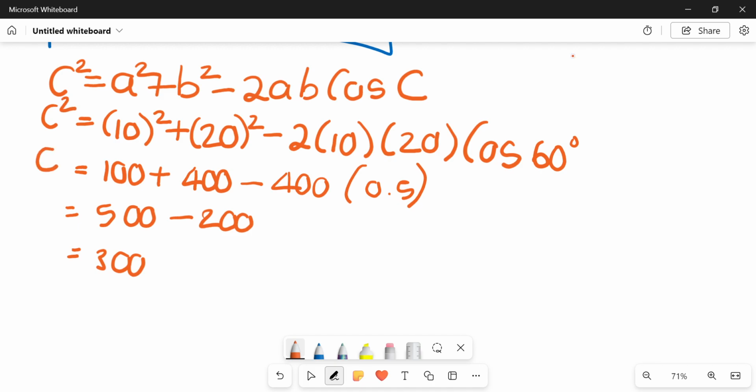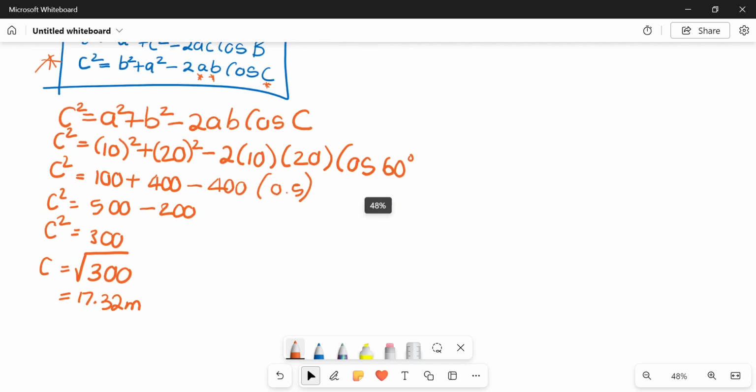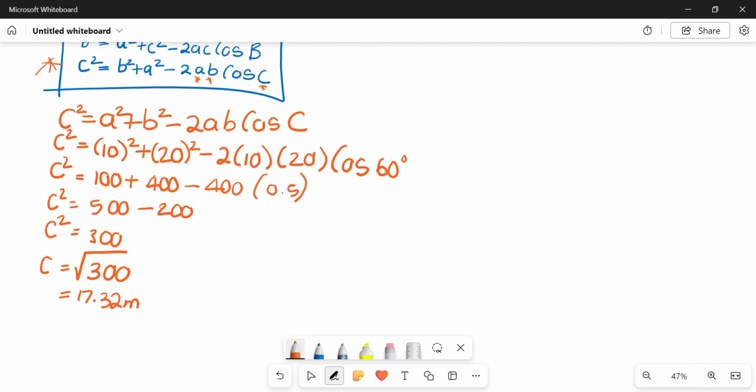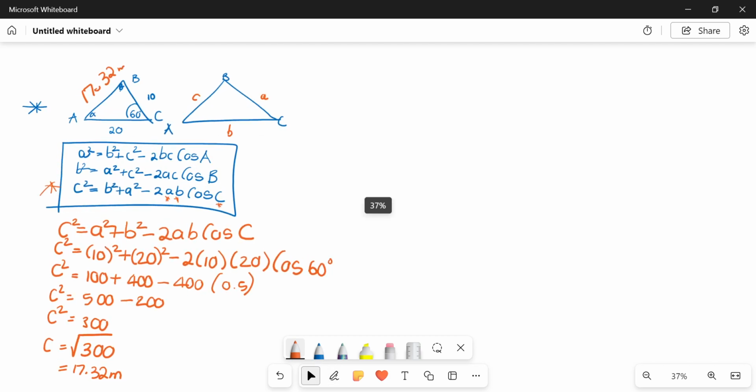But remember, this is C squared. It's not the final answer. That's just C squared. So C will be the root of 300, and that gives me 17.32, and that's in meters or whatever units you're using. And that's essentially step one that you can use to calculate your unknown length. So now we know that the length of C over here would be 17.32. Let's assume it's in meters.